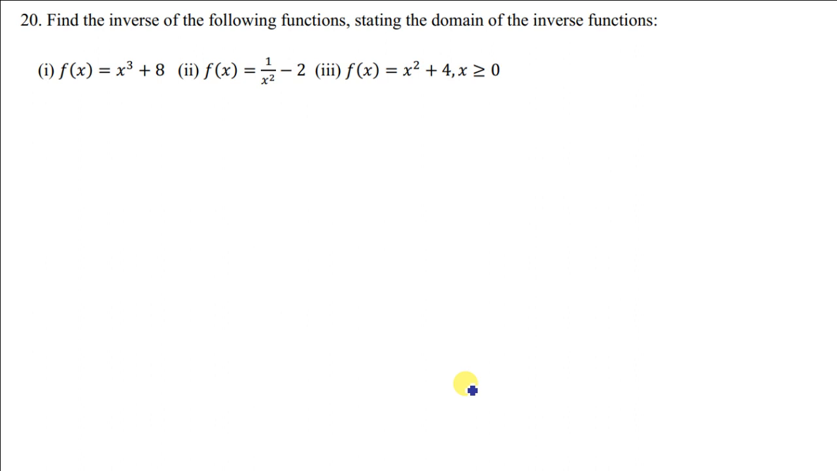Welcome to today's tutorial. In this tutorial we're going to discuss how to find the inverse of these given functions here, and also how to find the domain of the inverse of these functions.